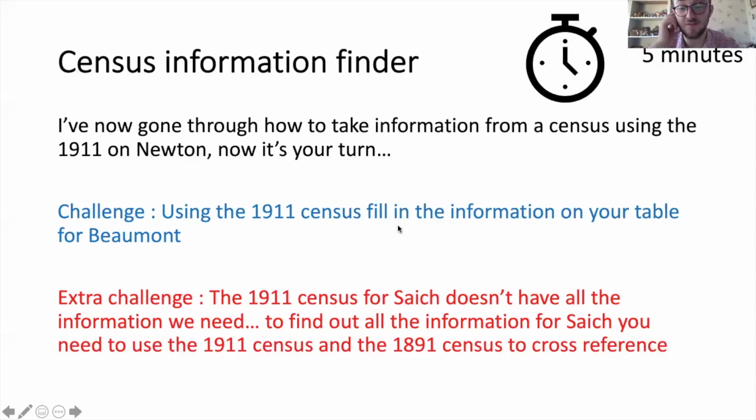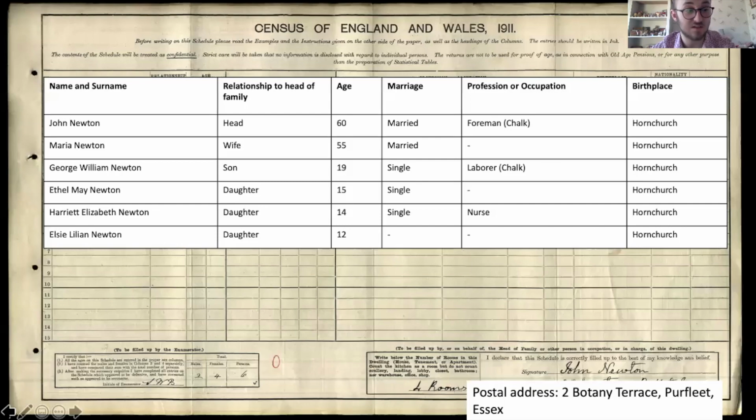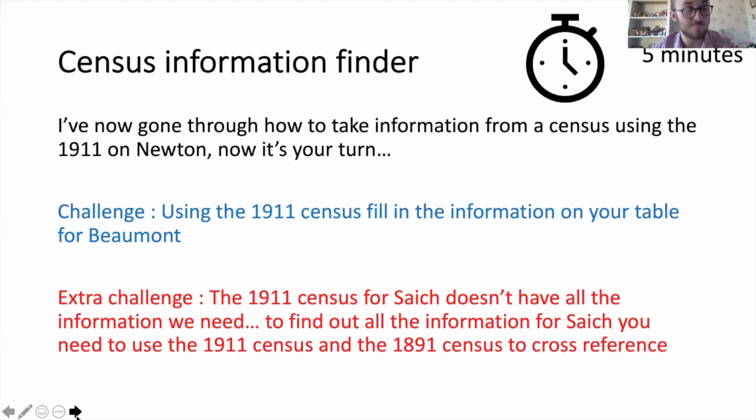So what I want you to do, I'm going to give you 5 minutes now. For the challenge task, I just want you to use the census information on Beaumont. The census information on Beaumont is the 1911 census. You know, it's very similar to this. But the 1911 census for Satch doesn't have all the information we need. Therefore, your extra challenge, if you're going to go for that, is to use an older census, the 1891 census.